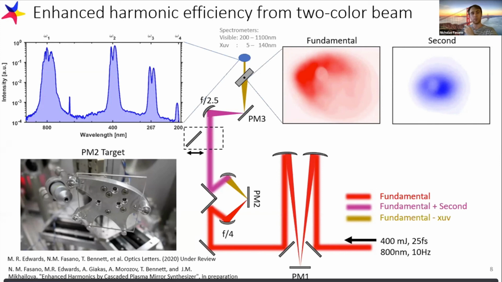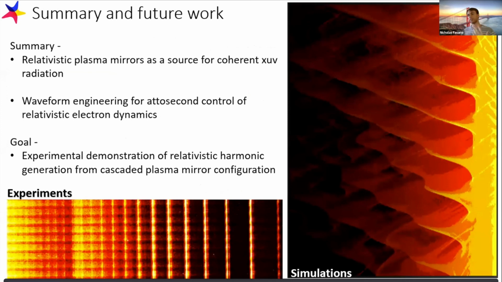So with that, I would just like to summarize what I have told you. Relativistic harmonic generation is a useful source for coherent XUV radiation. Our approach to this is to use waveform-controlled engineering for harmonic efficiency enhancement. So far, to date, we have constructed a two-color terawatt beam, and in addition, we have measured the relativistic spectrum from relativistic harmonic generation using a single-color beam. And in the future, we hope to demonstrate the utility of a two-color driving laser for harmonic efficiency of both low-order harmonics as well as relativistic harmonics.